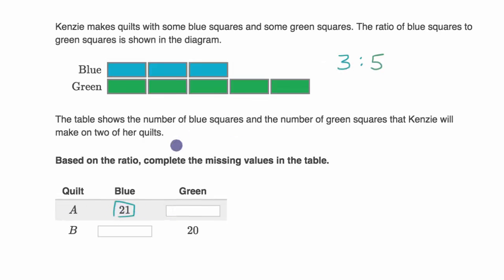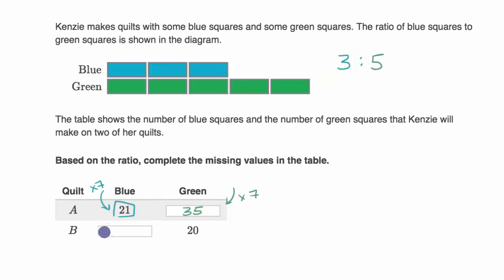Well, to go from 3 to 21, you have to multiply by 7. And so you would take 5 and multiply that by 7 to get 35. As long as you multiply both of these by the same number or divide them by the same number, you're going to get an equivalent ratio. So 21 to 35 is the same thing as 3 to 5.